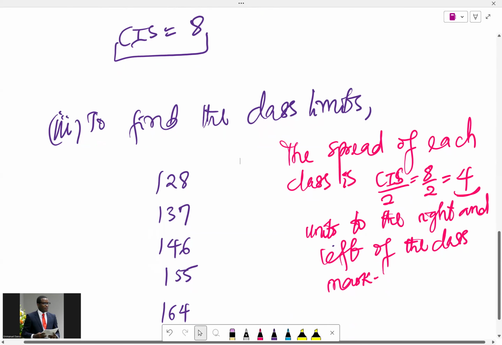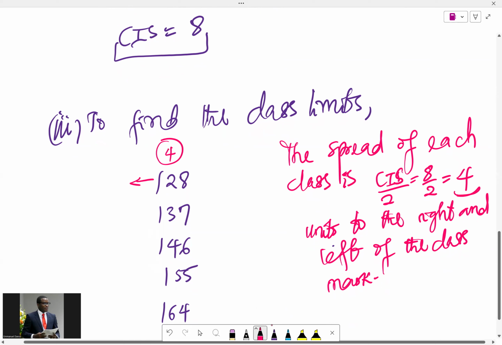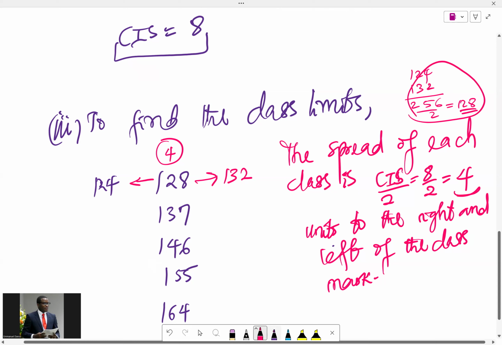So in that case, if you subtract, how do I put this now? If you subtract 4 from this, you get 124. Then if you add 4 to it, you get 132. And that makes sense because 124 plus 132 would be 256. If you now divide that by 2, you get the 128 that is in the center. So that makes a lot of sense. That's what I like to think about that.